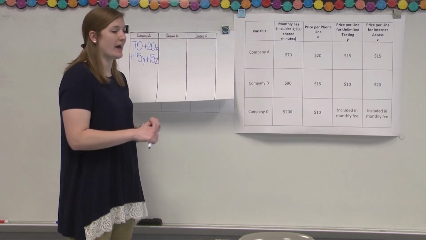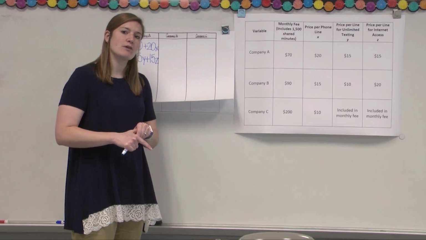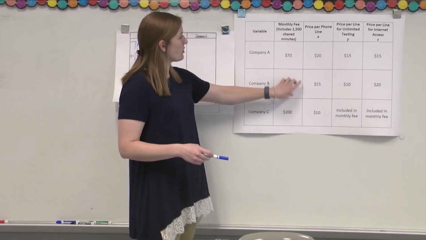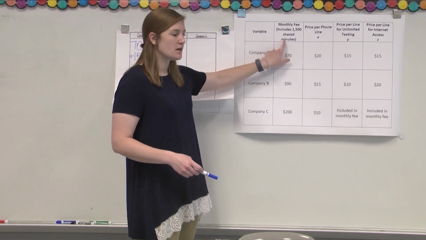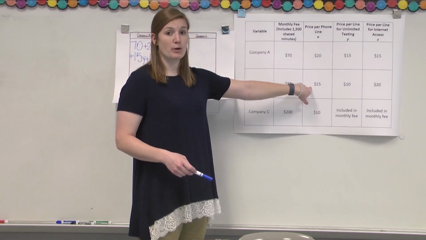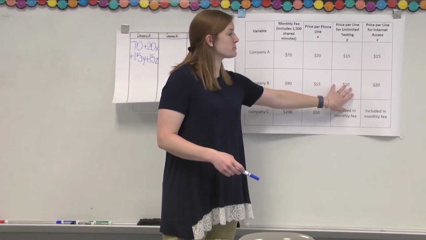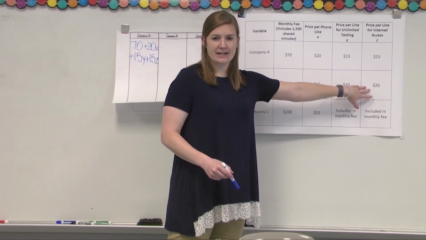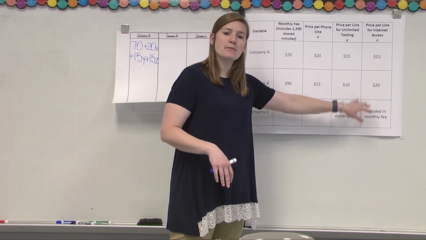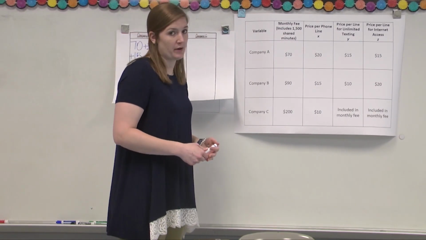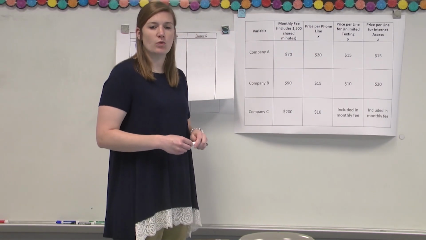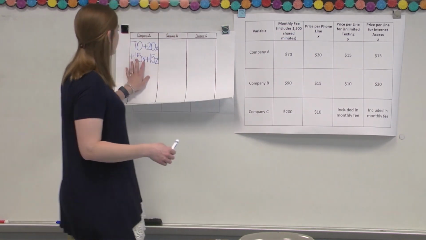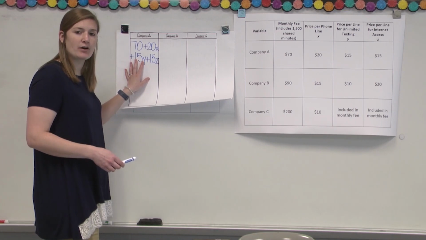Okay, so now we're going to do that same thing again, but this time we're going to write an expression for Company B. So if we take a look at the chart, Company B charges $90 for that 1,500 shared minutes. Company B charges $15 per phone line, $10 per line for unlimited texting, and $20 per line for internet access. So your job this time is to, again, write an expression, which won't have an equal sign, using variables X, Y, and Z to represent Company B. If you need to, you can look back at the expression that we wrote for Company A to help you out. Go ahead and try that now.